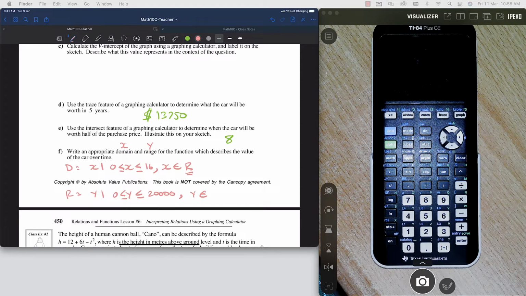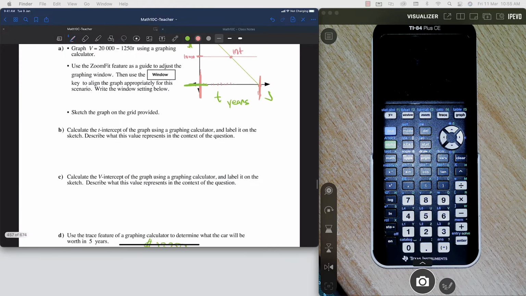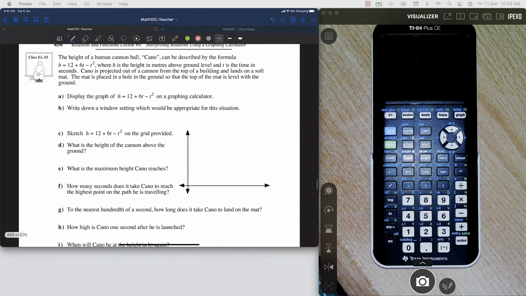I guess it's going to be all real numbers within that range. Okay, so there's that question, completely done. And let's move on to the next one.